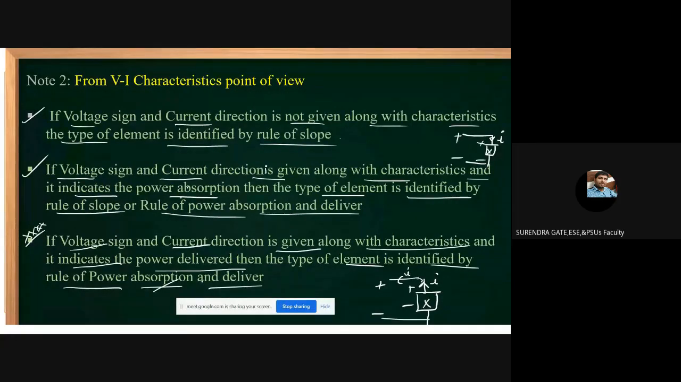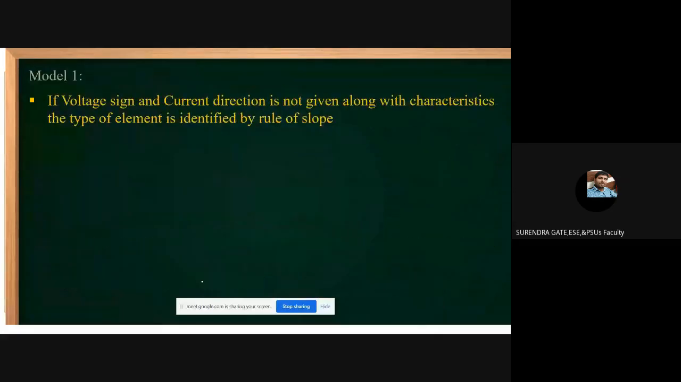Mainly four types of models that I want to explain here. Students, model 1. If the voltage sign and current direction are not given along with characteristics, the type of element is identified by the rule of slope. Yes, friends. For example, the first problem I am solving. Can you identify the type of element just by seeing the characteristics? These models are important for competitive exams.